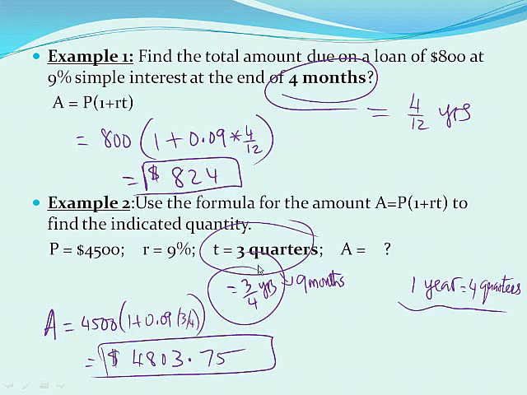In the second example, the time is given in quarters, 3 quarters. We know that 4 quarters will make a year. So 3 quarters will be 3 by 4 years converted to years. So substitute the T value as 3 by 4 in the formula. So we get 4,803.75 as the final answer.